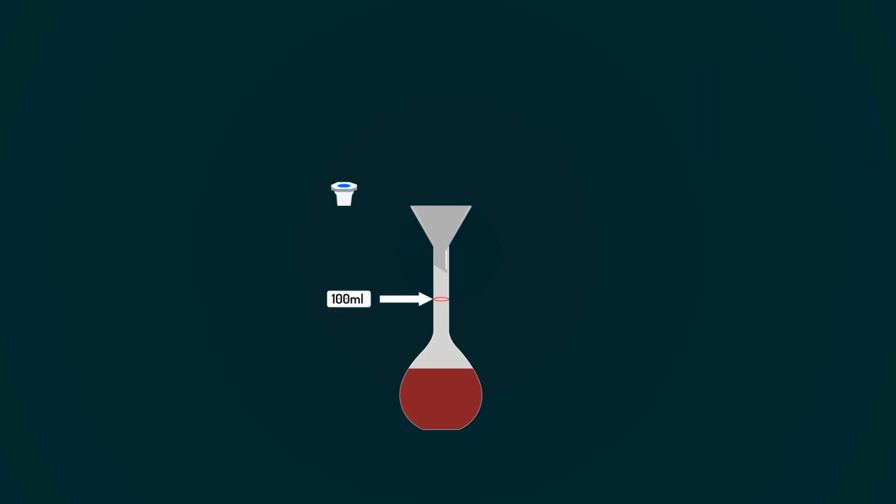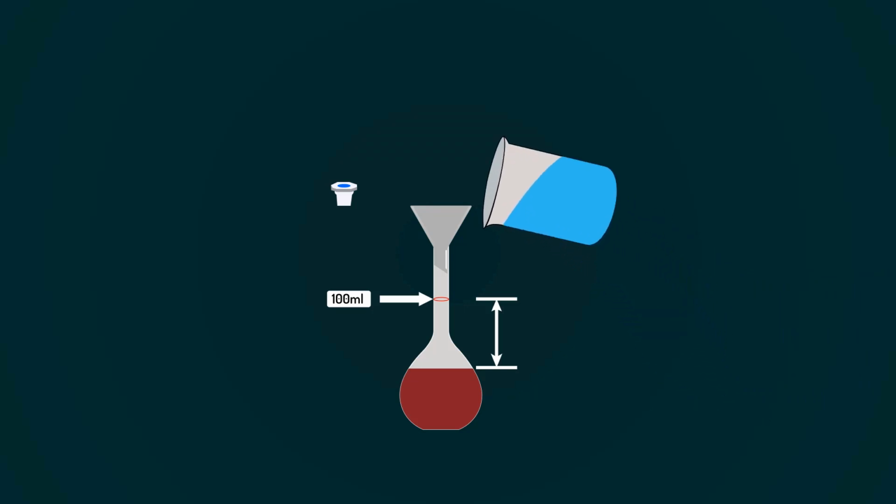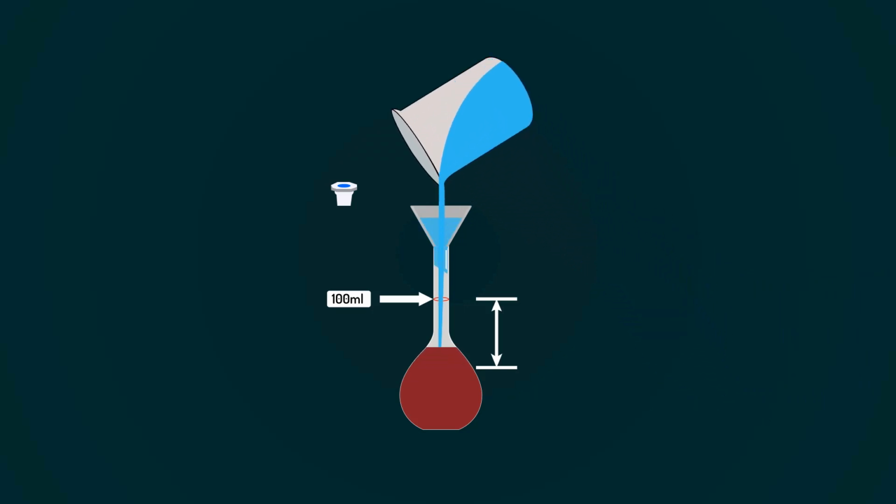You have to fill the volumetric flask up to the 100 milliliter mark. So for that, you have to add more distilled water. So, take more distilled water into an empty beaker and pour it into the volumetric flask.